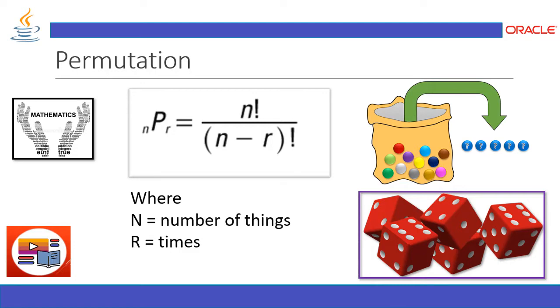When you enter the coin, the gum balls come out, but the elements are arranged in such a way that one is randomly picked up and provided to you as one colorful ball. So the formula for the permutation is factorial n divided by factorial n minus r, where n is the number of things and r is the number of times you are going to access it.